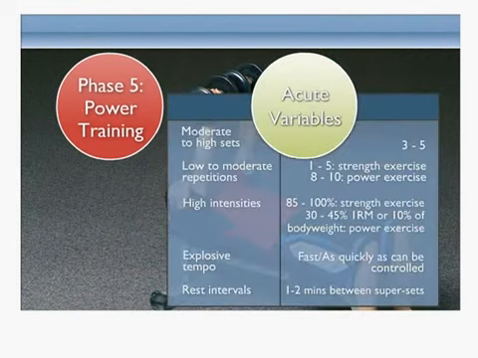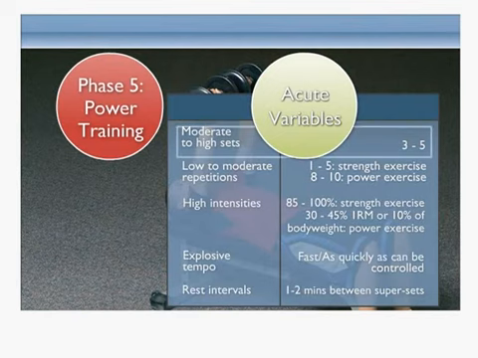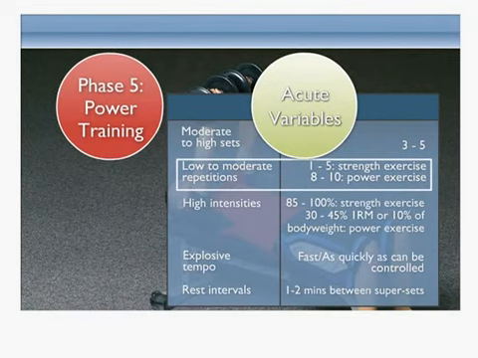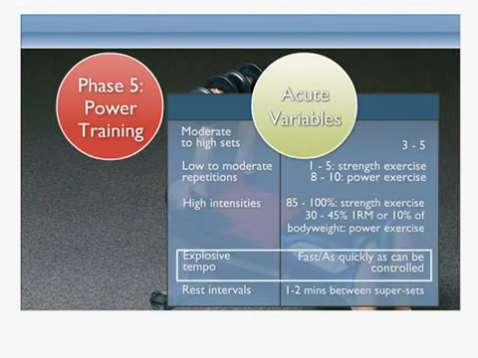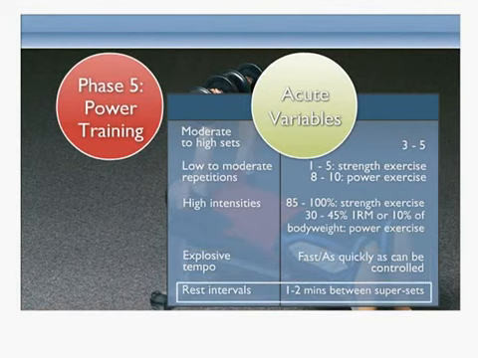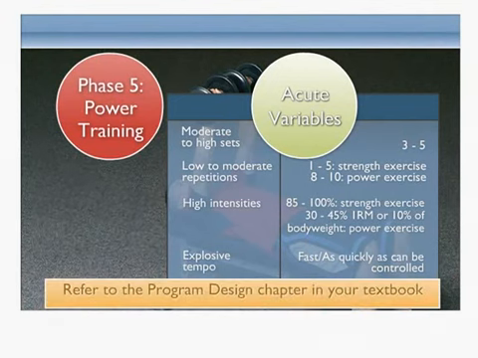The acute variables used at this phase of training would include moderate to high sets of 3 to 5, low to moderate repetitions, 1 to 5 for the strength exercise, 8 to 10 for the power exercise, with high intensities, 85 to 100% for the strength exercise, and either 30 to 45% of one repetition maximum, or 10% of body weight, for the power exercise, with the exercises being performed as quickly as can be controlled. The rest intervals would last between 1 and 2 minutes between each superset. Refer to the Program Design chapter in your textbook for the complete acute variable table for this phase of training.